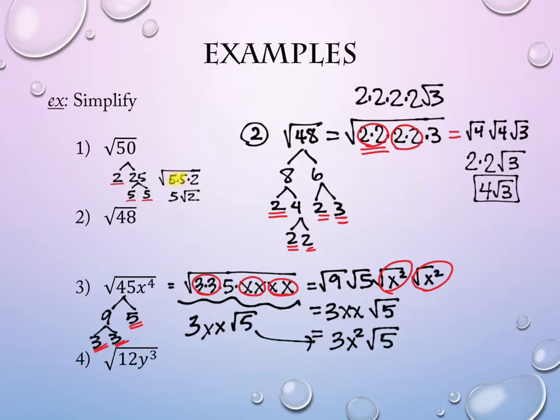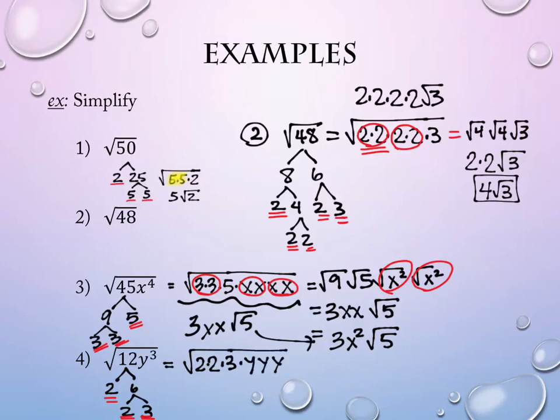Number 4, 12 factors is 2 times 6, or you can do 3 times 4, that's fine. And then you get 2 and 3. So you get 2 2's and a 3. And there are 3 y's. So we have a square root of 2 times 2 times 3. And then I have 3 y's.